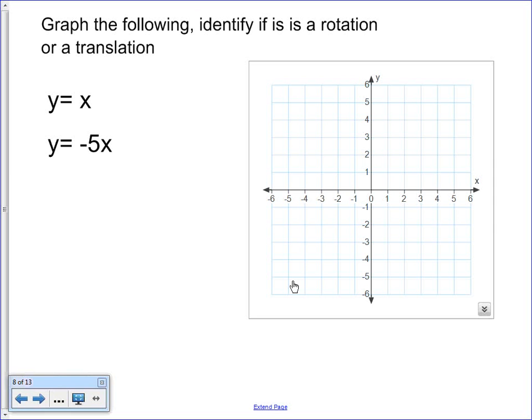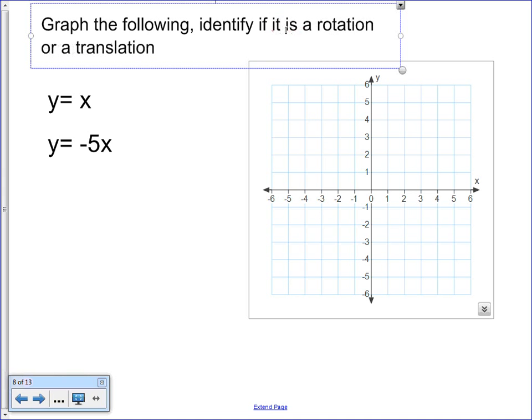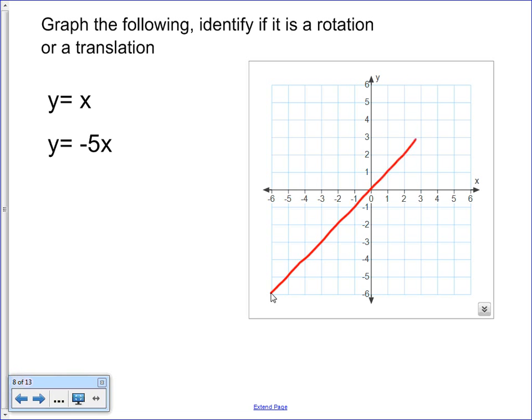So here we're going to look at some problems that you're going to see on your worksheets. So it asks to graph the following, and identify if it is a rotation or a translation. Okay. So we have y equals x and we have y equals negative 5x. So y equals x, of course, is our parent. So we'll graph that on there. That is y equals x.